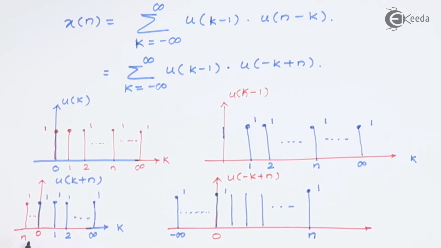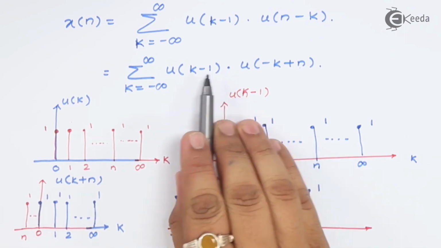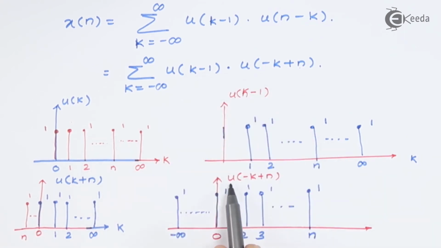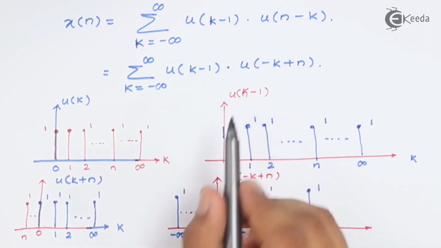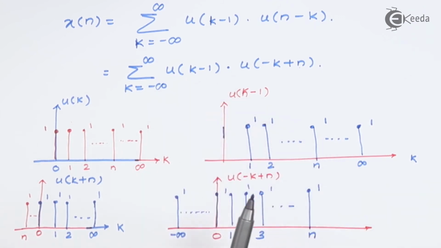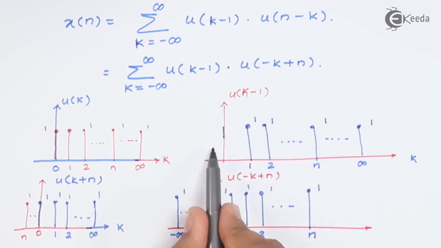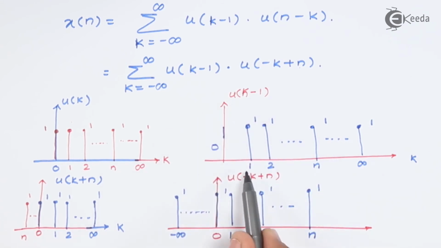So after taking a mirror image, this graph will terminate on the right-hand side at n, and at n also it has amplitude 1. Now look here. If I overlap u of minus k plus n on u of k minus 1, or else you can say that if we perform multiplication, then what will happen? You will get the answer only for n equals 1 to n, because on the left-hand side of u of k minus 1, the graph has amplitude 0. So you will get the value only from n equals 1.